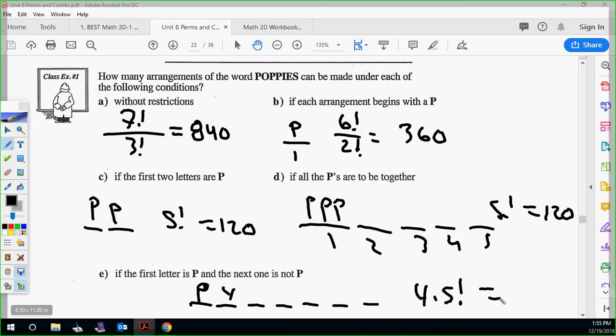So it's 4 times 5 factorial. Oh, sorry, 5 factorial. I did forget one spot. It's 5 factorial, but in here, we can't what? They repeat the 2 P's, so it's over 2 factorial. So it's 4 times 5 factorial over 2 factorial. Sorry about that. So 240.